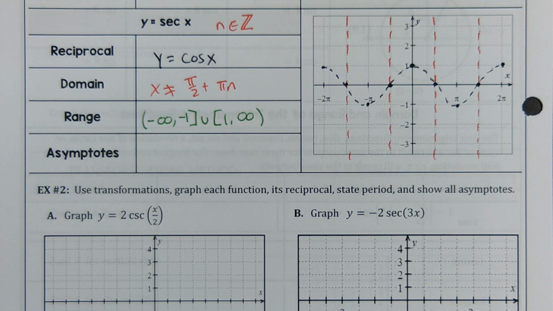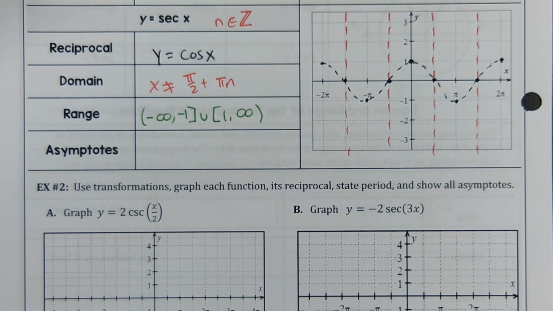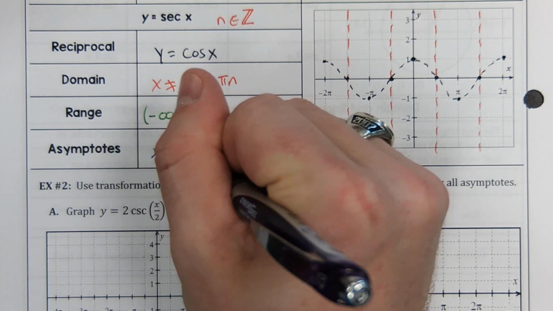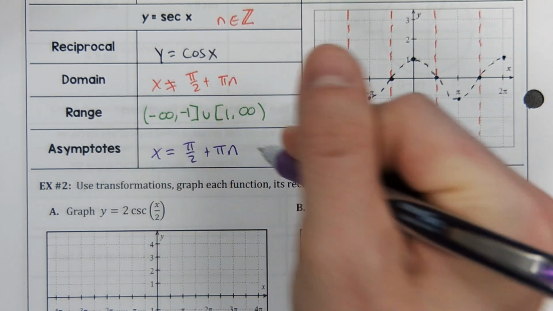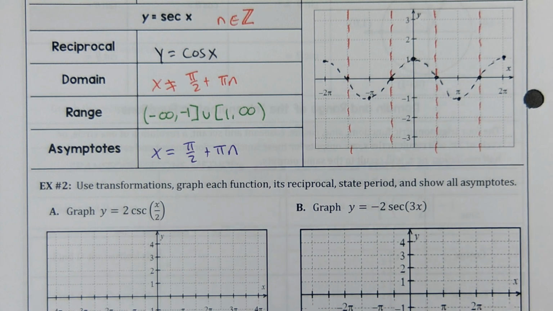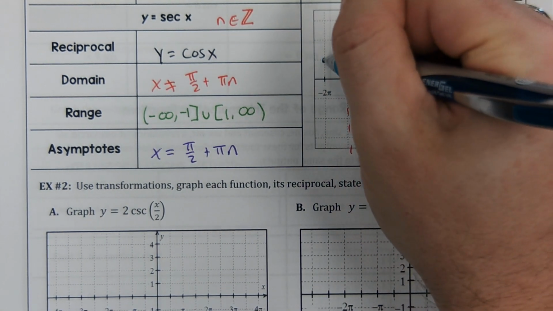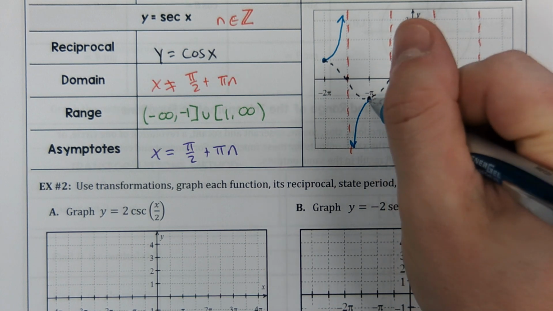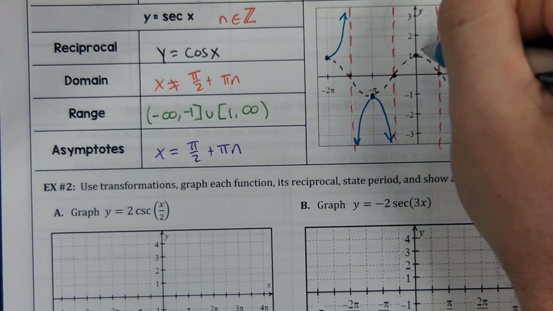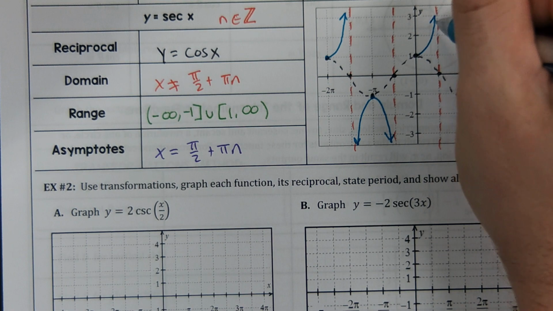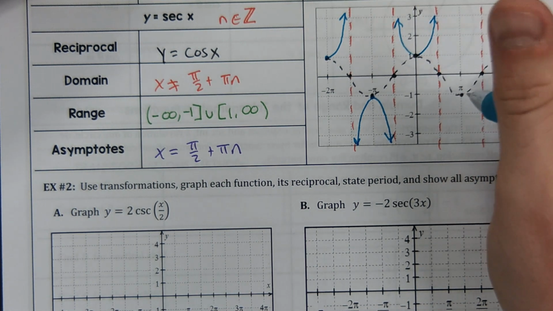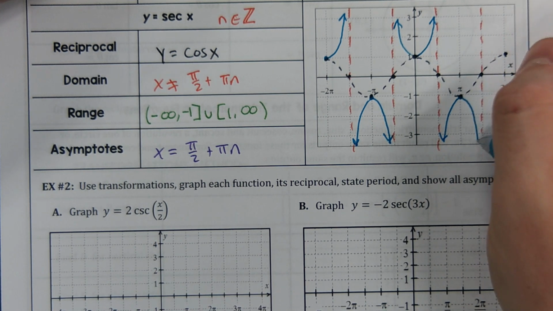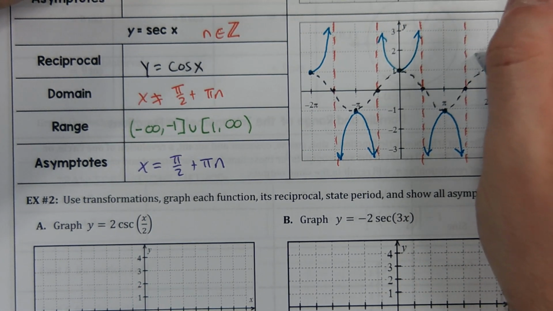The asymptotes are all the numbers that the domain cannot be. They will occur at every odd multiple of pi over 2. The reciprocal of 1 is 1. The reciprocal of negative 1 is negative 1. Therefore, the secant graph is basically the exact same idea as the cosecant graph. It takes the concavities of cosine and flips them upside down.